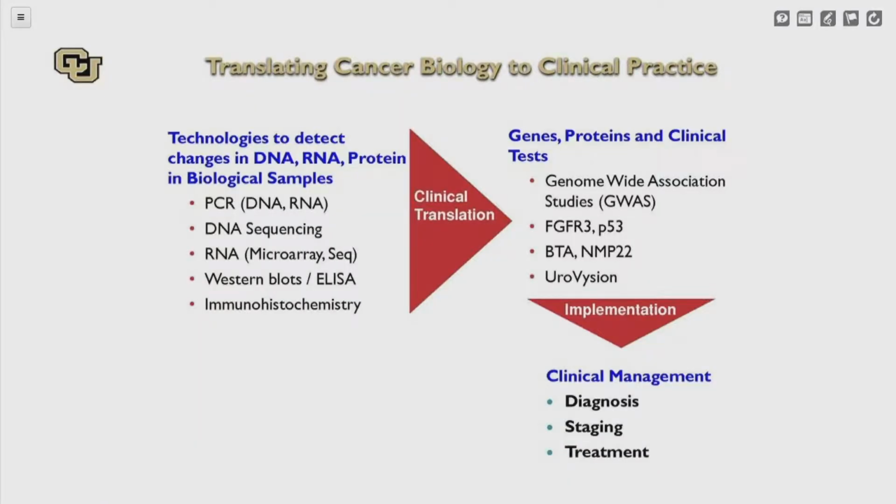The way this works is you take technologies, and they're listed here, such as PCR, DNA, RNA, microarrays, Western blots, and I'm going to explain these. These are basically used to identify the function and the relevance of genes and proteins such as FGFR3 and P53, and lead to tests such as the BTA and NMP22.